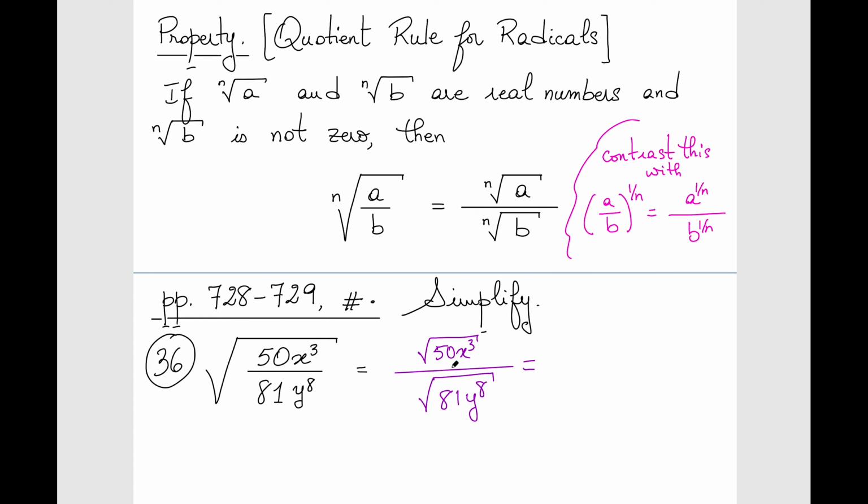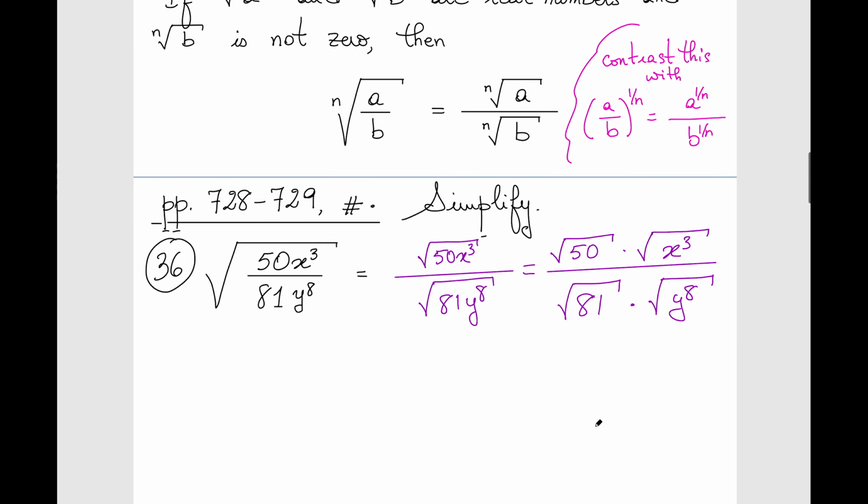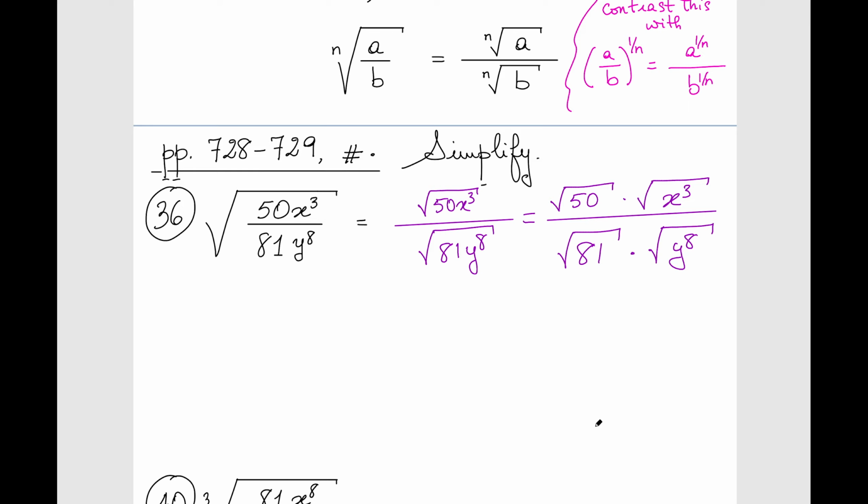Okay. Square root of 50, well, all right, let's write this. Square root of 50 times square root of x cubed, divided by square root of 81 times square root of y to the power 8. Let's simplify each of those 4 radical expressions. Square root of 50. 50 is 25 times 2, right? 50 is 25 times 2.